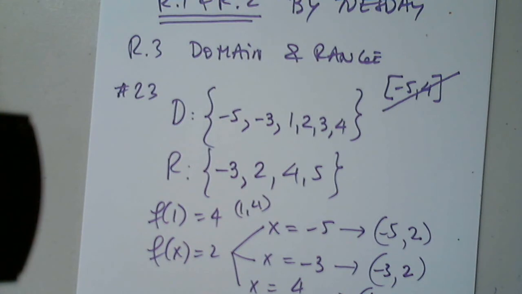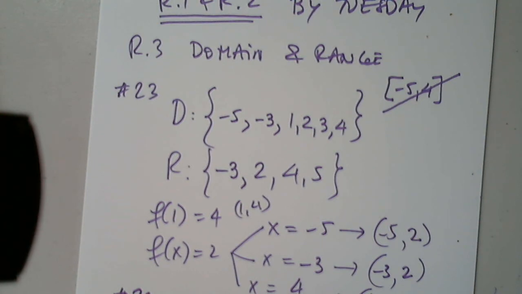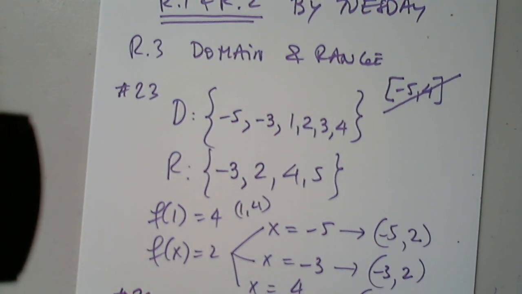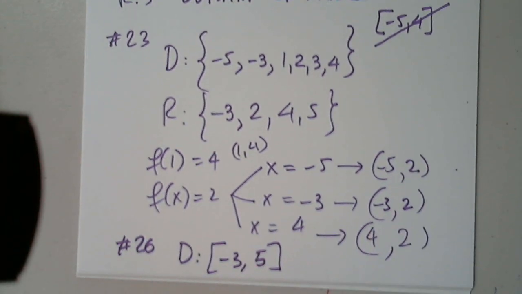Let's just look for a second here. Can anyone give us the domain of 26? With a bracket, of course. Bracket at negative 3, comma, 5, bracket. Okay. So for 26, the domain is negative 3, comma, 5. Indeed. Any questions?